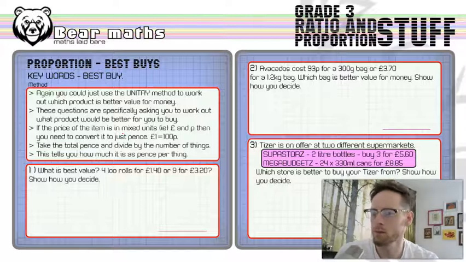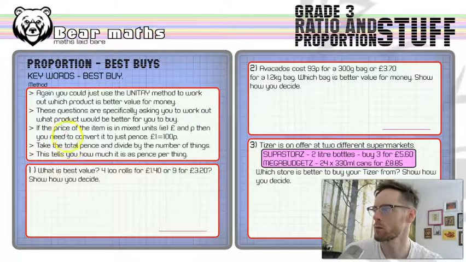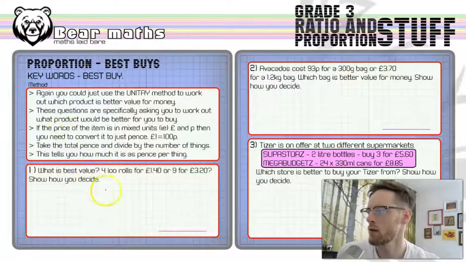If the price of the item is in mixed units, i.e. it's in pounds and pence, the best idea is to convert it into just pence. Remember there's 100 pence in a pound. What you do is you take the total number of pence, you divide by the number of things, and then that tells you how much it is as pence per thing. And I'll show you that in all of the working that I do for these questions. Okay, let's crack on and do question number one.